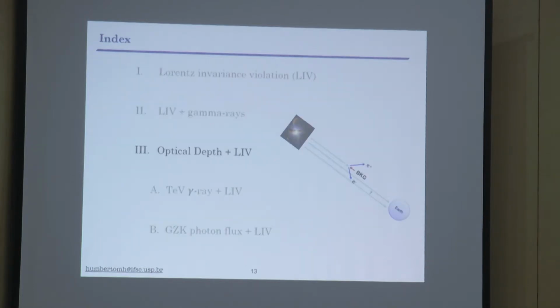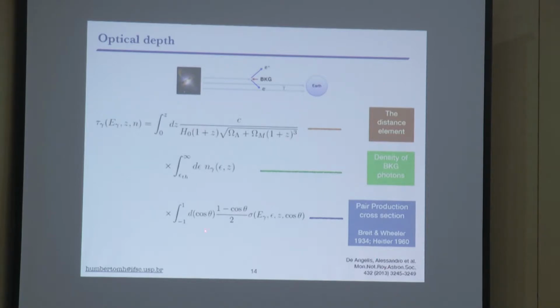So, okay, now that we have some photons and a LIV model, we need to compute how these LIV effects propagate from the sources to the Earth, and for that, we are going to compute the optical depth. We know from the standard theory that the optical depth, this tau, can be computed by this expression, which contains three main parts. The first one is the distance element, here, and for that we are going to assume lambda CDM; then the background photon density, which is here; and the pair production cross-section.